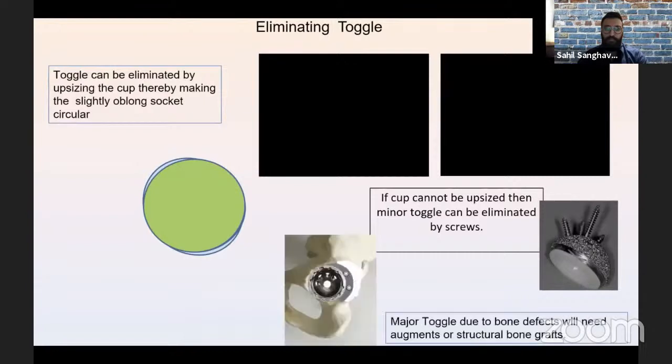However, if you have major toggle, meaning toggle in more than one plane, that's a major toggle. If you have a major toggle, then you need to have something structural. The screws will not suffice. You need to have something structural to overcome that.